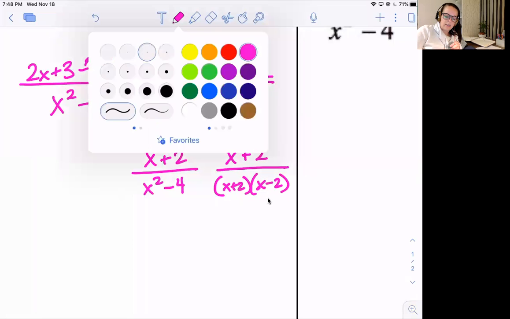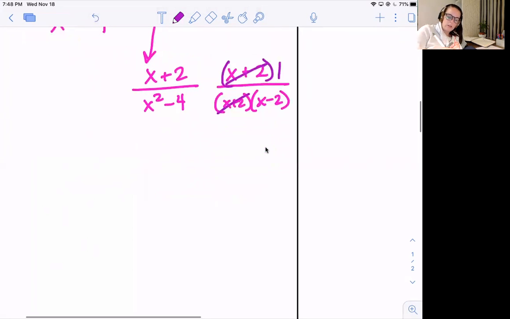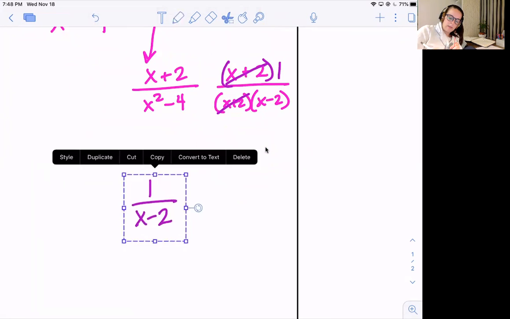And then I see that there's something common on top and on bottom. That leaves me with nothing in my numerator, so it simplifies to 1. So I have 1 over x minus 2. Right, so this here is going to be my answer.